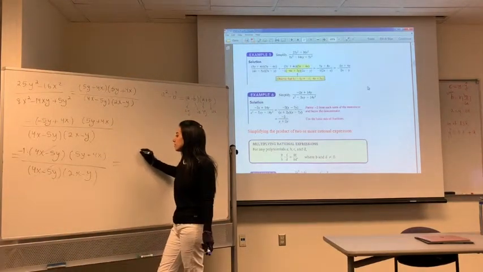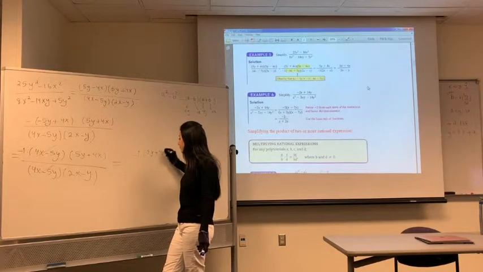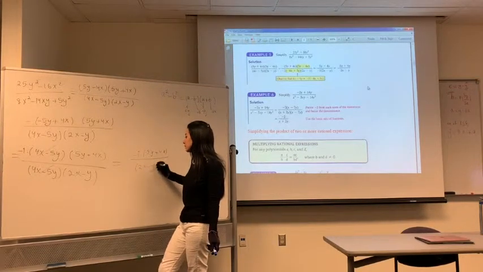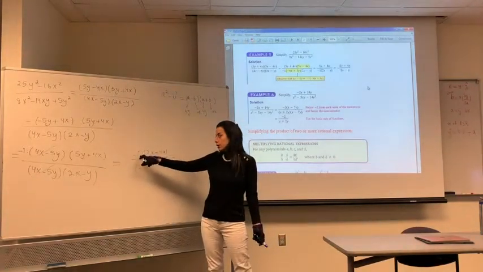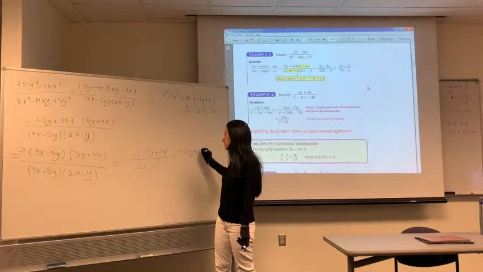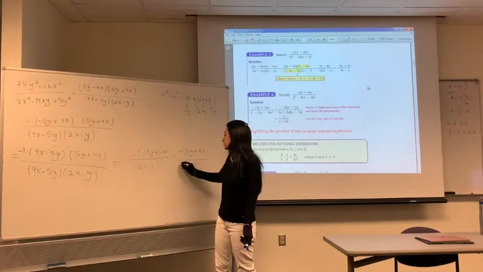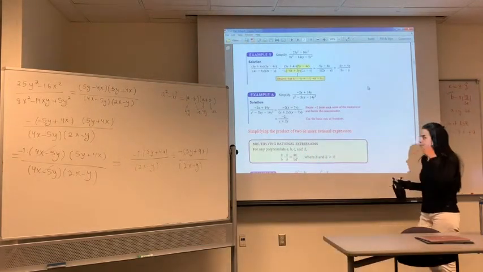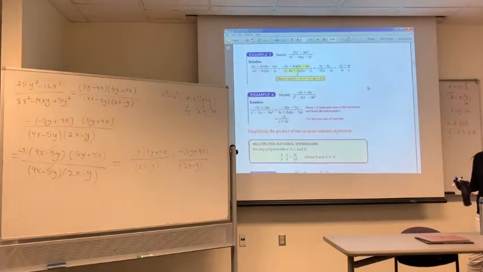We have negative 1 multiplied by 5y plus 4x divided by 2x minus y. And then you can ignore this and just keep the negative sign, and this is what remains. Can't be factored anymore. No.